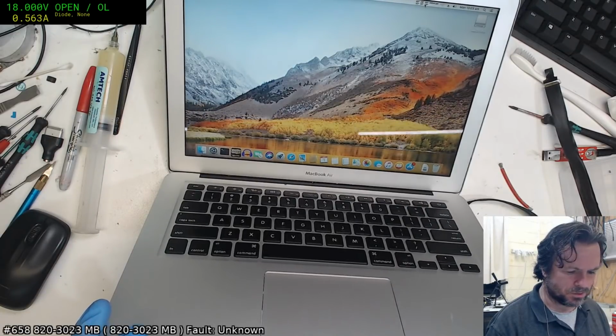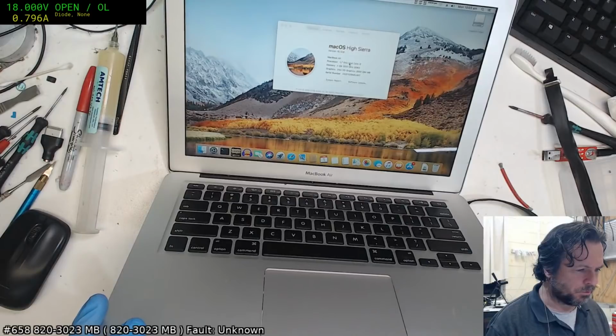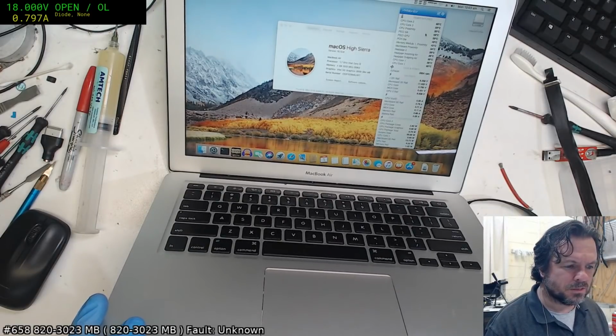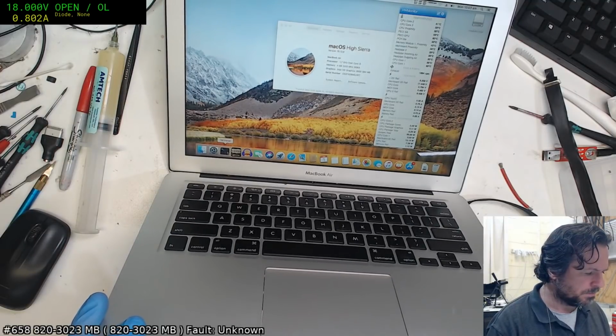Okay, I'm not sure why this thing's running so pig slow. Okay, so we do indeed have 1.7 i5, 4 gigs. All the temperatures seem reasonable. No point in me doing a keyboard thing.